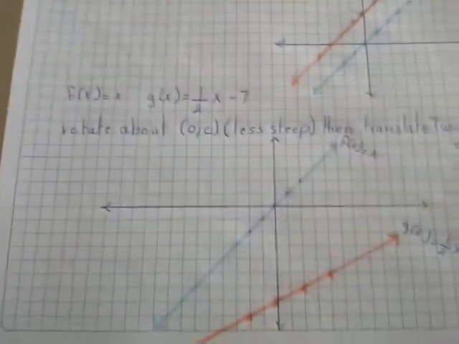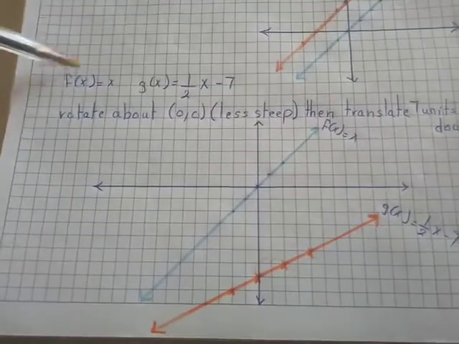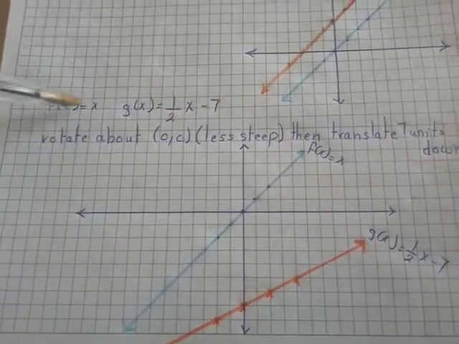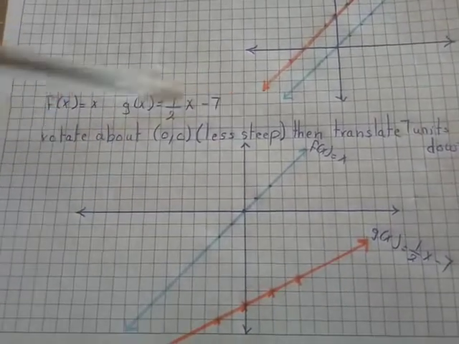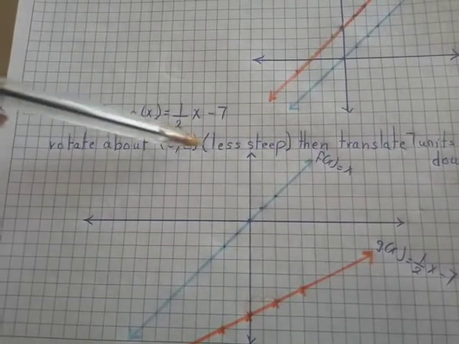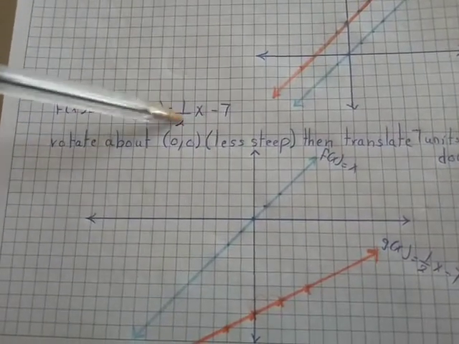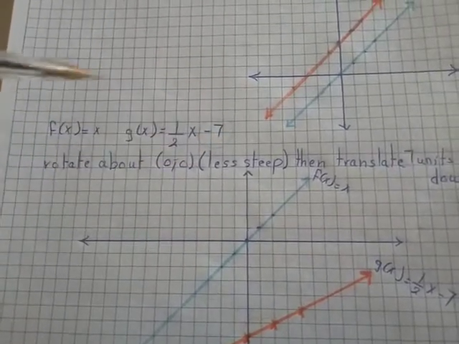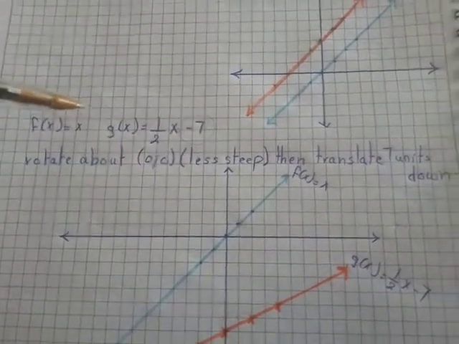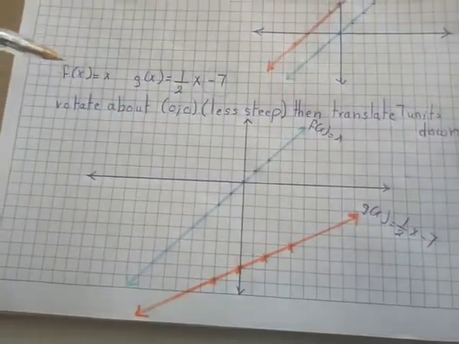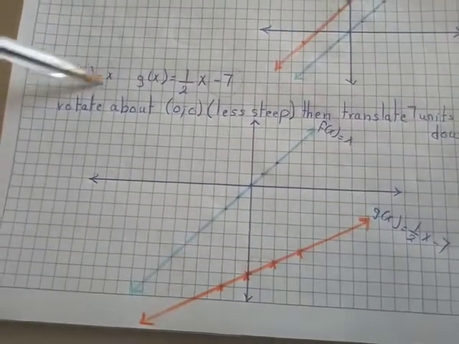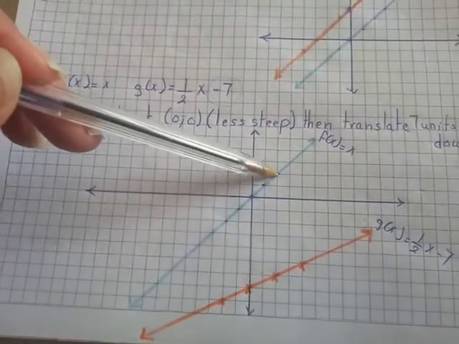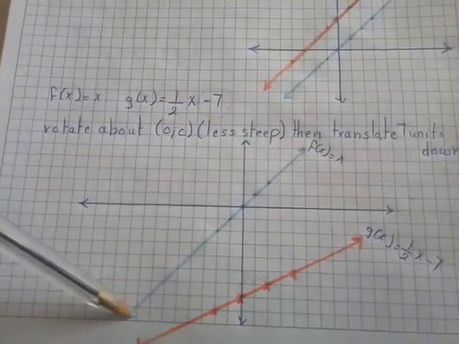Okay, here f(x) equals x and g(x) equals 1/2 x minus 7. Different slope and different y-intercept, so the line rotates about (0, 0) and becomes less steep because the slope here 1 becomes 1/2, and then shifted or translated 7 units down. How can we graph this? Function f(x) is the parent function. (0, 0), (1, 1), (2, 2), connect between them to graph the line.